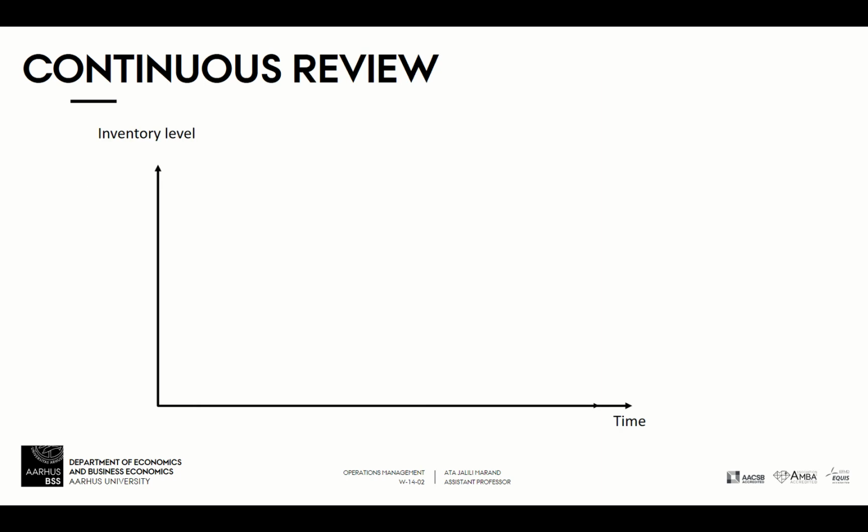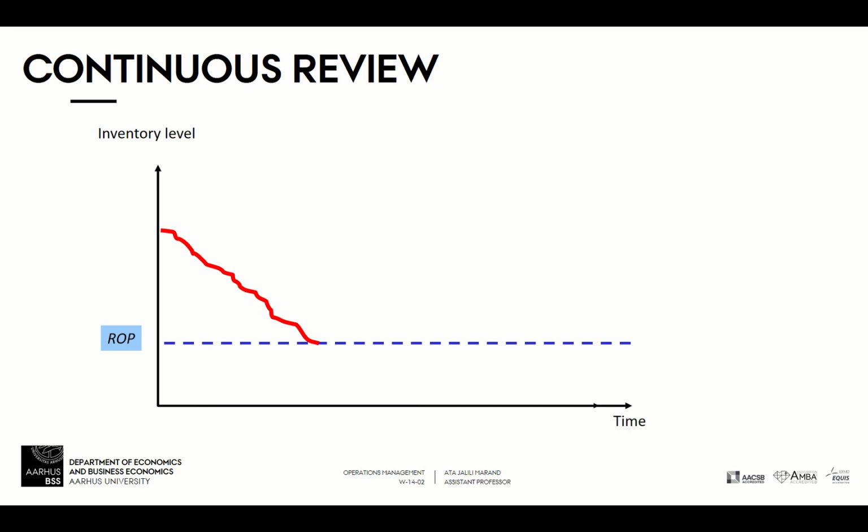We will start with the continuous review model. On the x-axis we have time, and we want to plot the inventory level as a function of time. Assume that at time 0 we have this much inventory on hand, somewhere here. Then as time goes by, the inventory level, or the number of items that we have on hand, decreases, because this inventory is used to satisfy demand, the materialized demand.